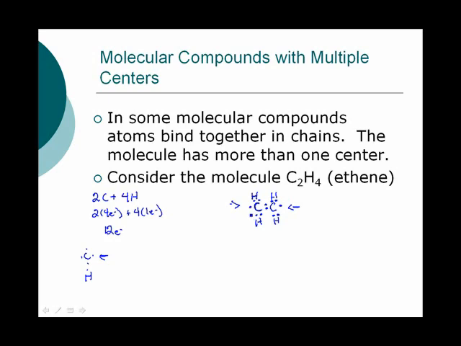Since our carbons aren't happy, they're going to have to form a double bond. So we're going to share these 2 electrons, and now we can draw a structural formula for it. We've got carbons sharing 4 electrons, so they're double bonded, and 2 hydrogens on each with a single bond. And that would be how we do a molecule that has more than one center. Technically, it has 2 centers, one around each carbon.